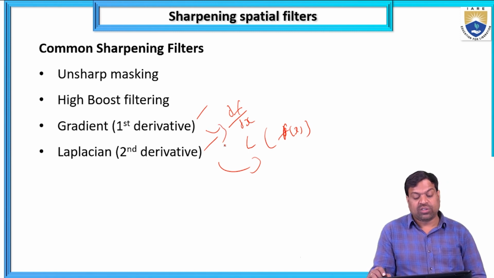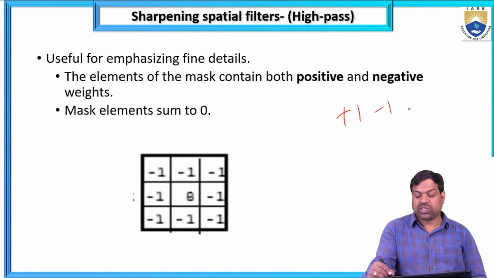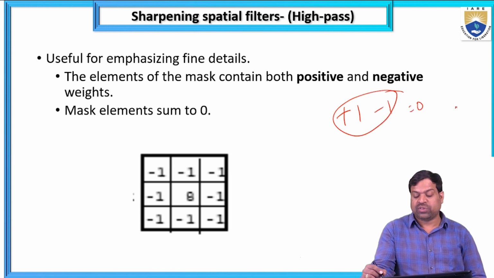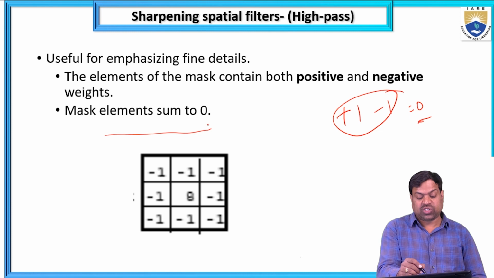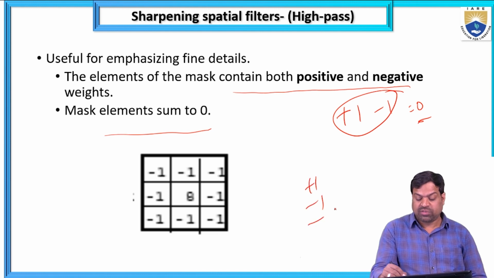Okay, what are the common sharpening filters? Unsharp masking, high boosting, gradient, and Laplacian are the common sharpening filters. They are useful for emphasizing fine details. The elements of the mask contain both positive and negative weights. The mask elements sum to 0. Okay, when applying +1 and -1, the sum of the two values is 0. Positive and negative, if I am adding both, the sum is 0.